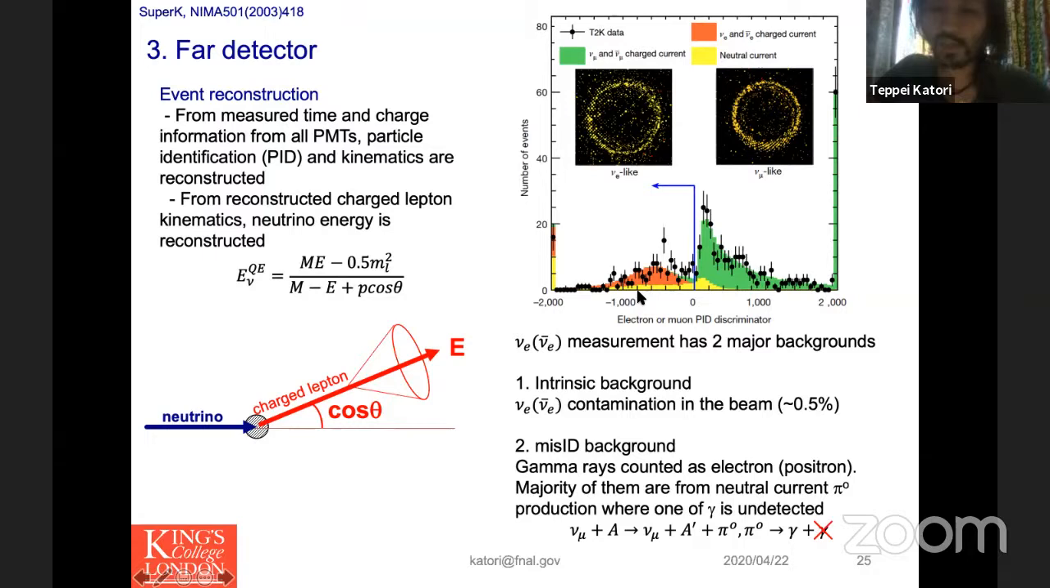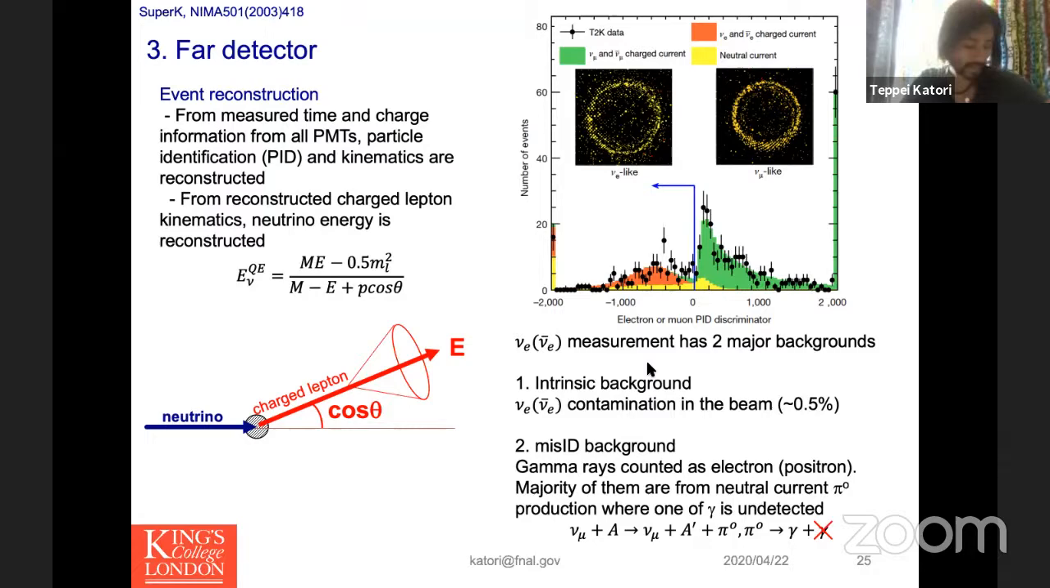And the most common one is neutral current pi zero production. If you generate a pi zero by neutral current, and you fail to detect one of the gamma rays, then you see a single gamma ray from the neutral current interaction. So it's misidentified as an oscillation signal. And that also contributes another 10% of the electron neutrino events. Okay, so that's how the detector works.